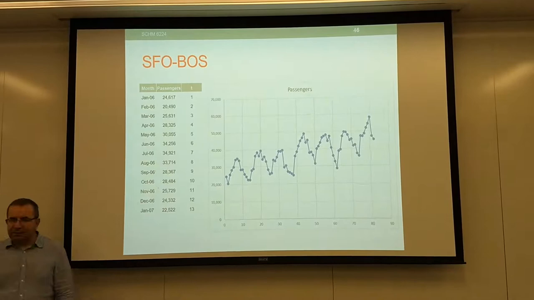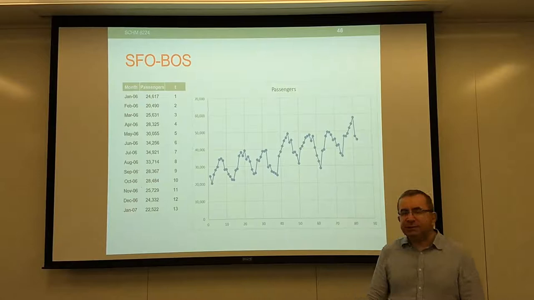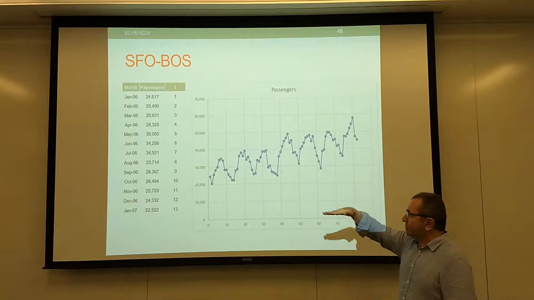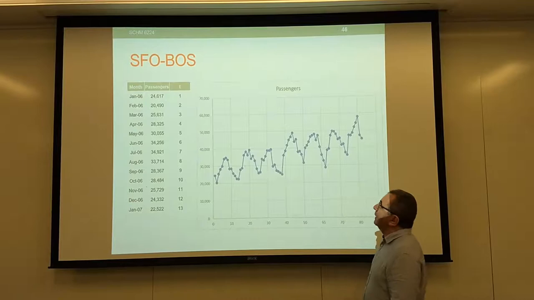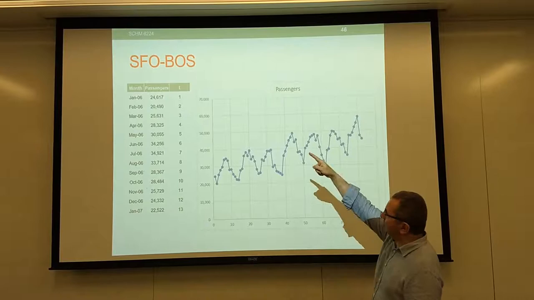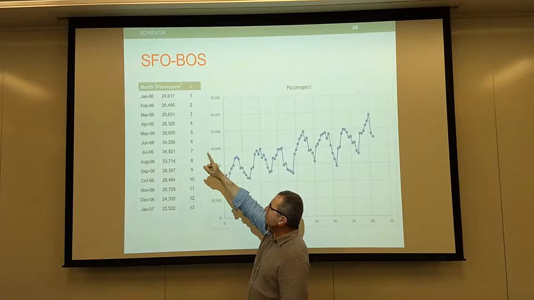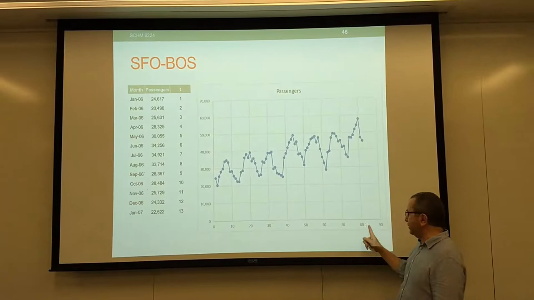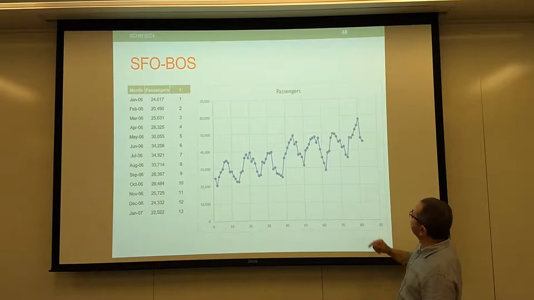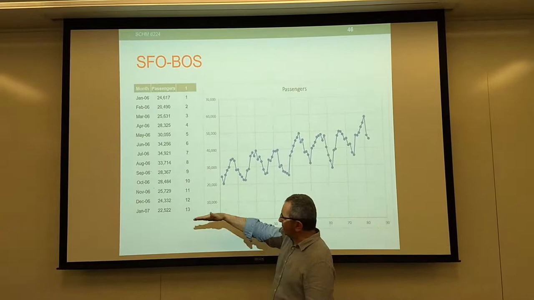So let's consider another time series. Here there's seasonality, there's trend, so there's level, and then there's seasonality around the trend line. Again, this is from San Francisco to Boston, monthly passenger numbers. So January 06, February 06, March 06, etc. I have coded time as 1, 2, 3, 4, 5. So these are the time periods, these are the months. And I have around 82 months of data. This data set continues after this.